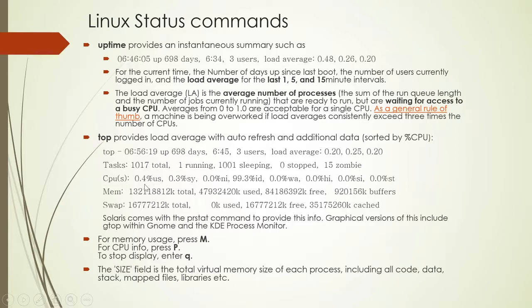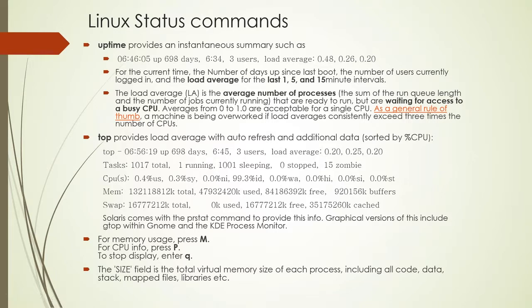For CPU we can see 0.4% user, 0.3% system, 99.3% idle, right? Memory, you can see total memory size, what is used, which is free, what is used in buffers, swapping you can see. So this information is easily available with these commands.